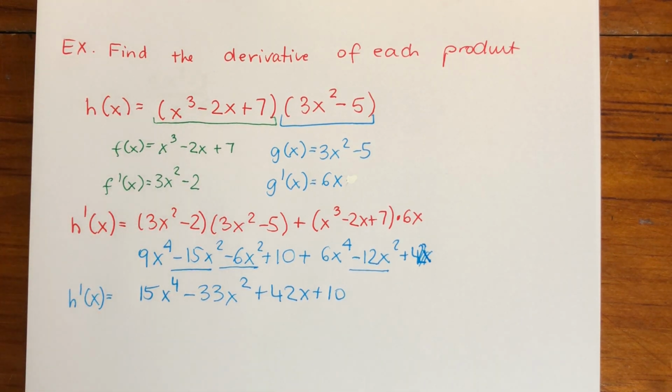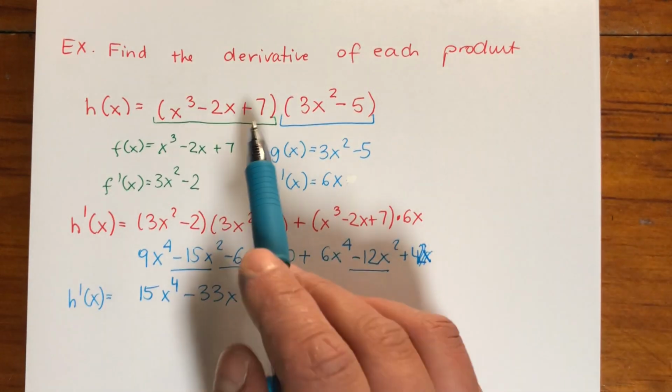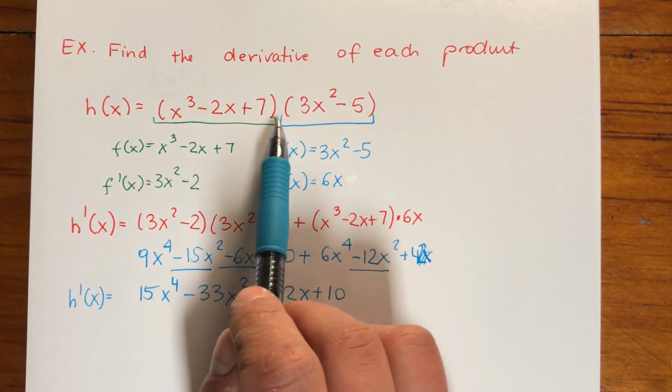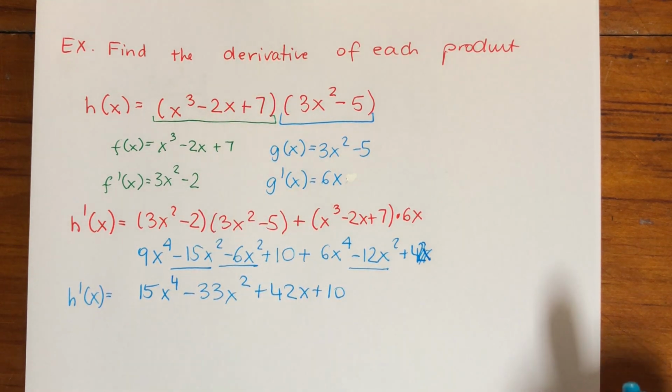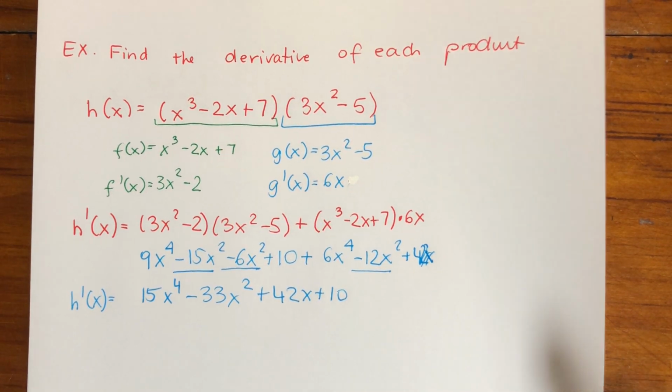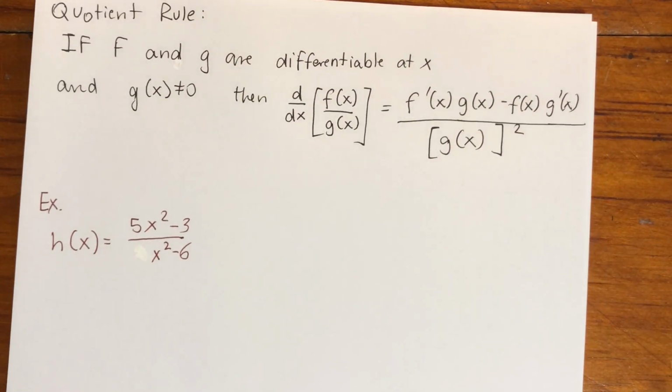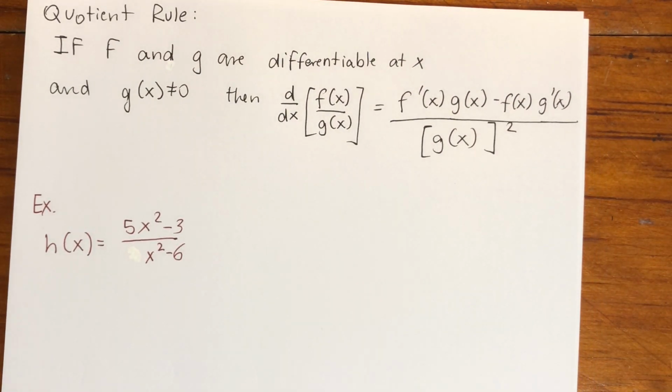So this is the product rule. This is a rule that we are going to apply when we have an expression that can be written as a multiplication of two functions. All right, well, we did the product rule. Now we need to do the quotient rule. So for the quotient rule, we need to have a division.